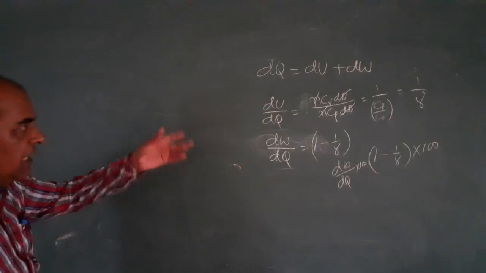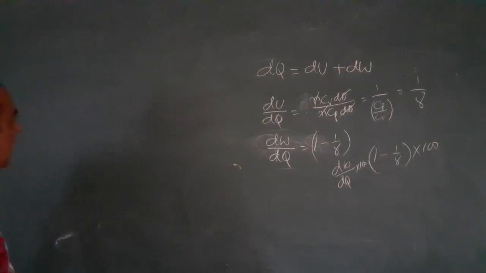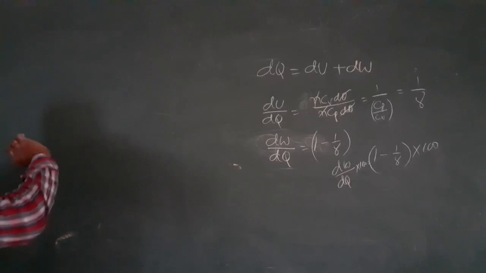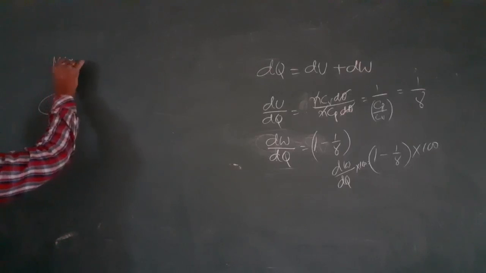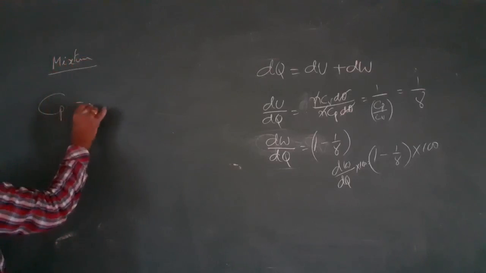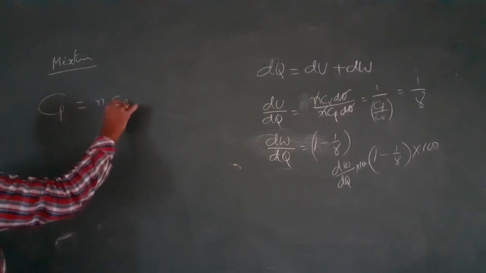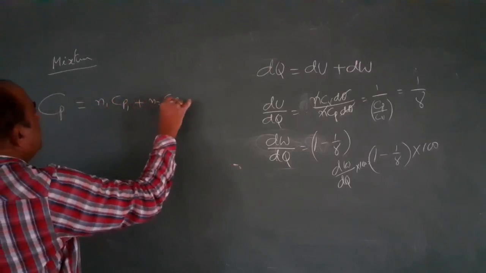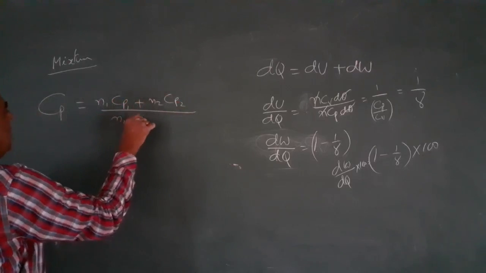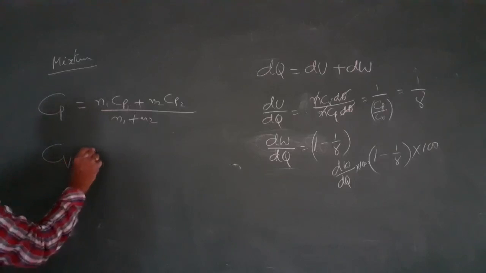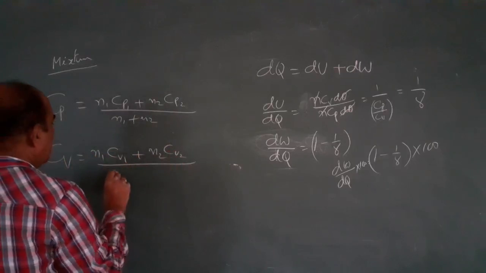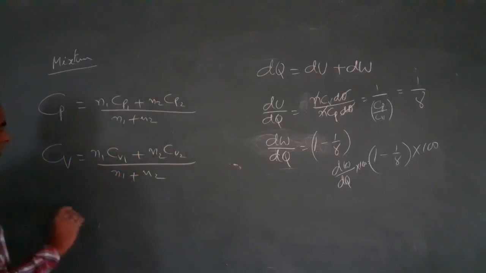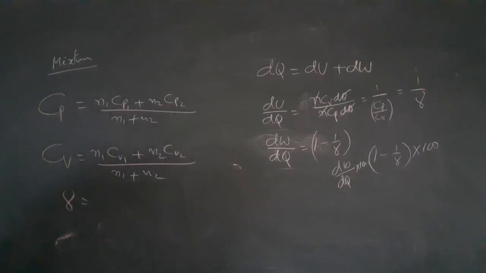And the two gases are mixed. Two gases are mixed, then the resultant mixture Cp value, how much? N1 Cp1 plus N2 Cp2 by N1 plus N2. And resultant Cv is equal to N1 Cv1 plus N2 Cv2 by N1 plus N2. Therefore, gamma is equal to Cp by Cv. We can calculate Cp by Cv.